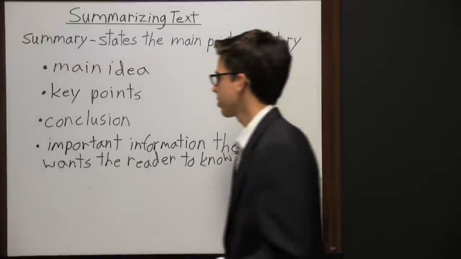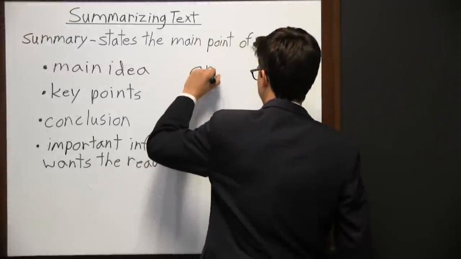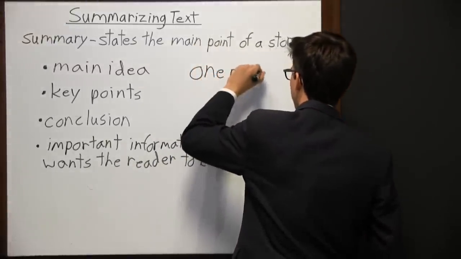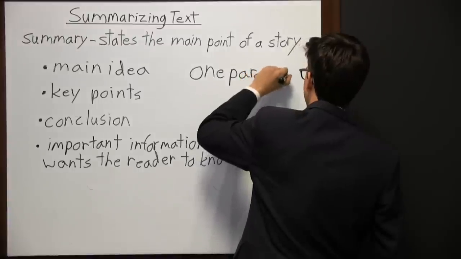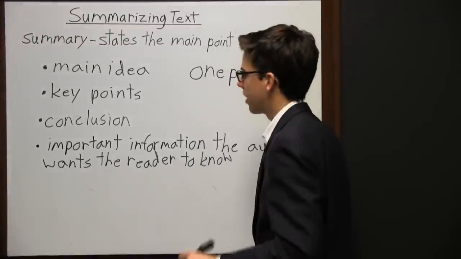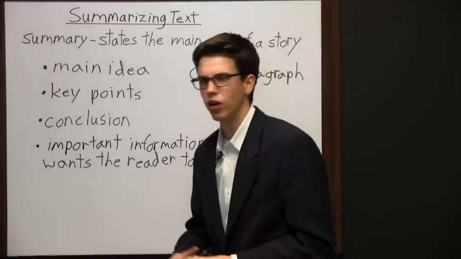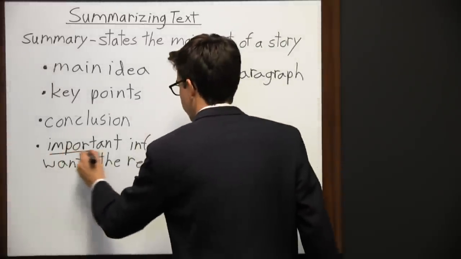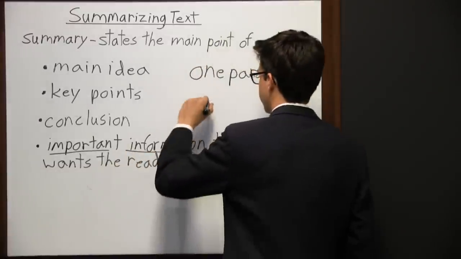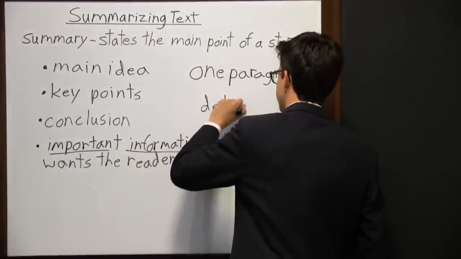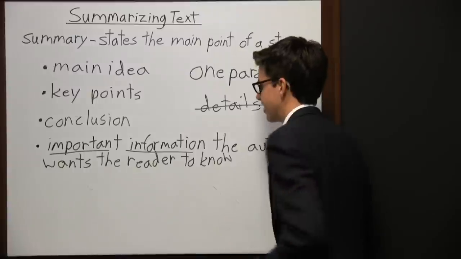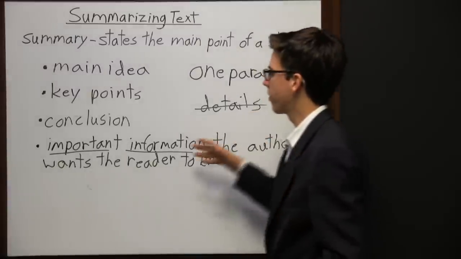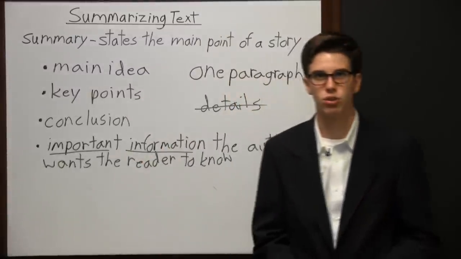And so a summary is typically one paragraph in length. So it's not very long because it does not need to be long because you're not focusing on details. You're just focusing on the overall story. And so remember, again, you're looking for important information. And so we're not interested in details. Try not to even think about the details. Just look for the main idea of the story.